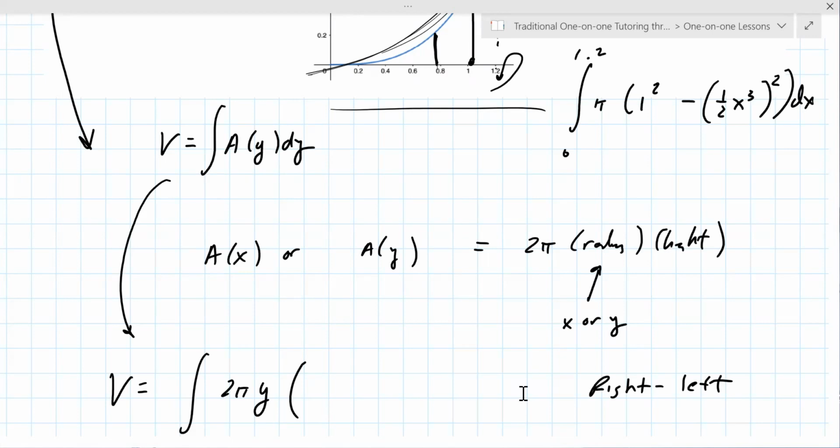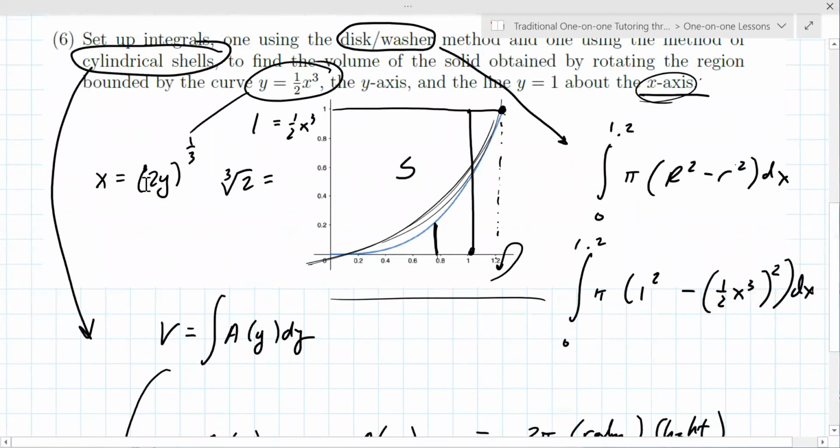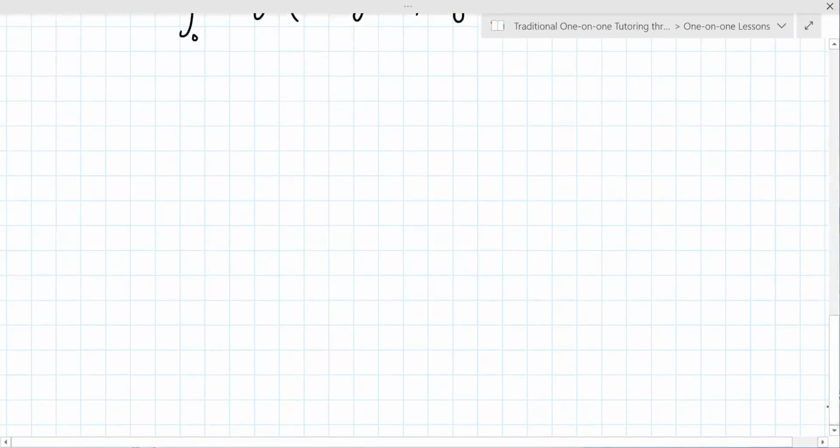It says everything must be in terms of y. And the answer is the integral from 0 to 1, 2 pi y times the cube root of 2y dy. Yeah. Okay. And that's what I was getting at by saying you've got to solve this for x. It becomes the cube root of 2y. Why do you have to solve for x? Because it's a horizontal axis that you're revolving around, it's in terms of y. Isn't shells just backwards from disk and washer? Yes. Okay.